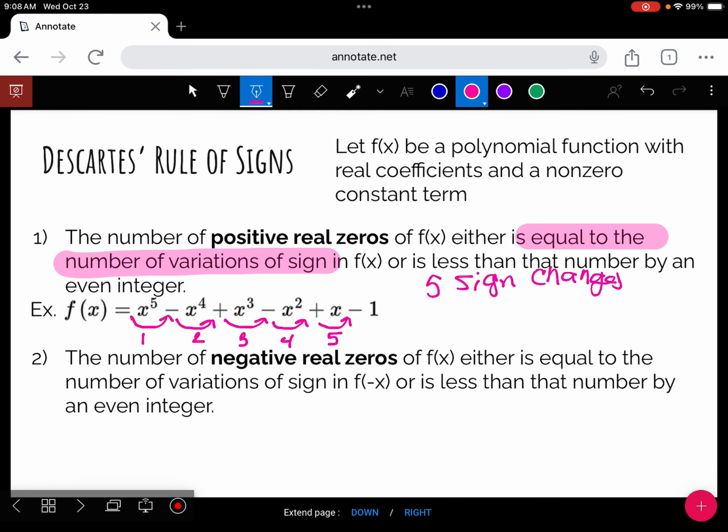Which means when we're looking for the roots of our polynomial, we can have up to 5 positive real roots, or it could be less than that by an even integer. So it could be 5 positive real roots, or 3 positive real roots because we count down by 2s, or 1 positive real root. So our positive real roots: we could have 5 of them, or 3 of them, or 1 of them.